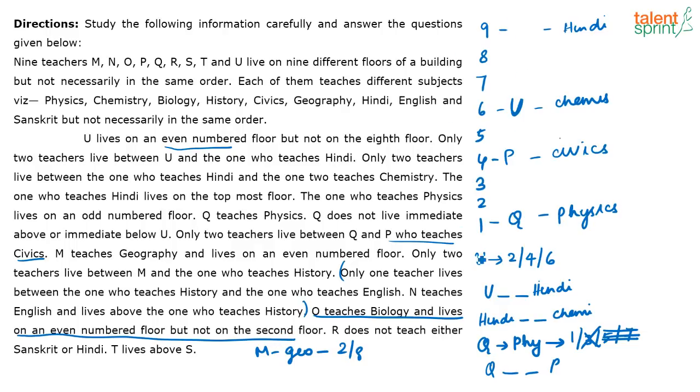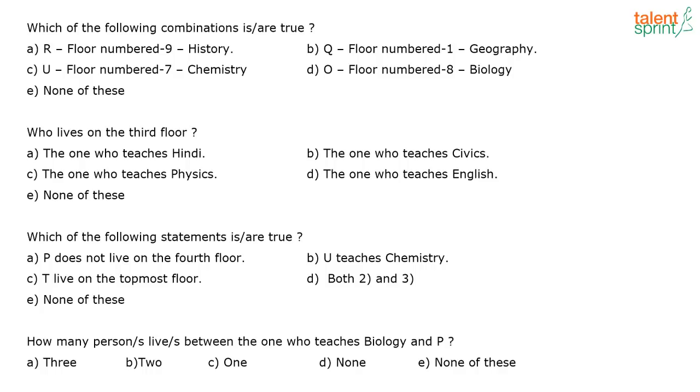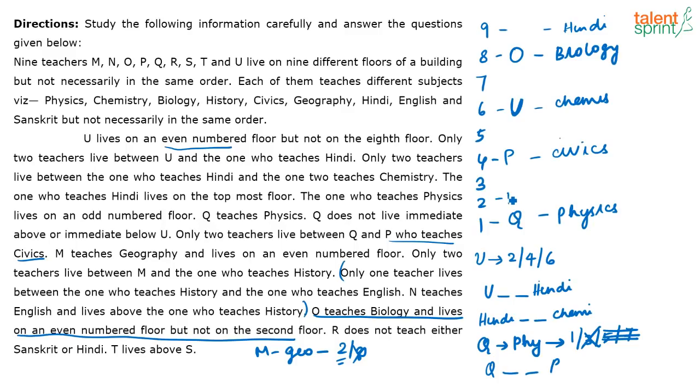See, if you look at the even numbered floors, we have filled up 4 and 6. We are left with 2 and 8. Now out of these 2 and 8, we know one is going to be geography. Now it is given here that O is teaching biology and is living on an even numbered floor and not on the second floor. So where should I place O? O definitely has to be on the 8th floor, and O is teaching biology. So now I can fix the position of M. Definitely M cannot be on the 8th floor, M has to be on the second floor. M is on the second floor teaching geography.